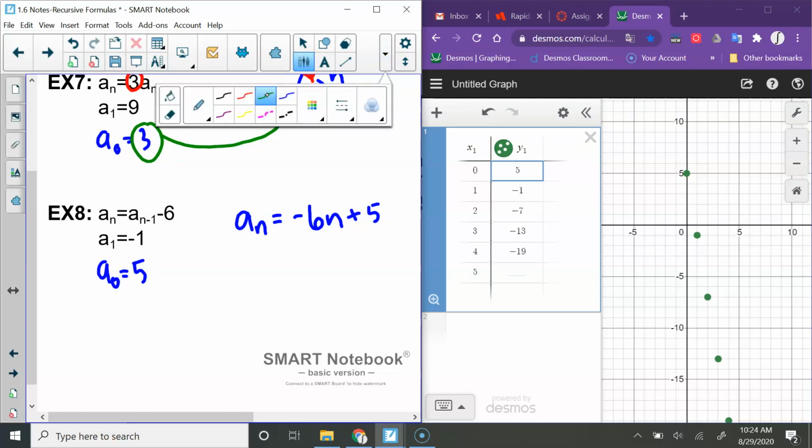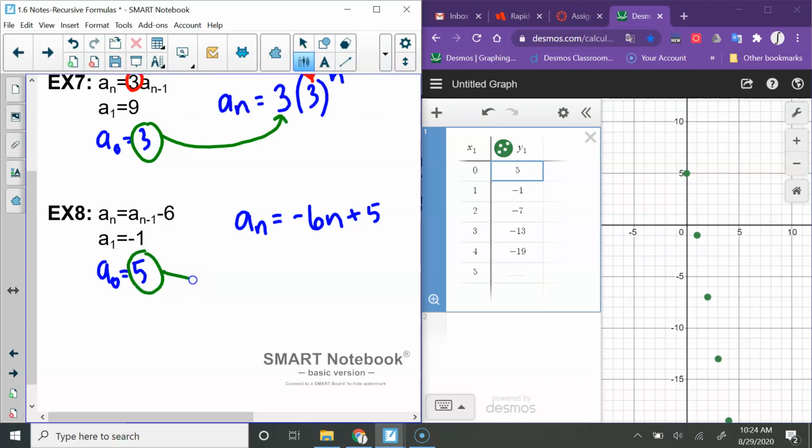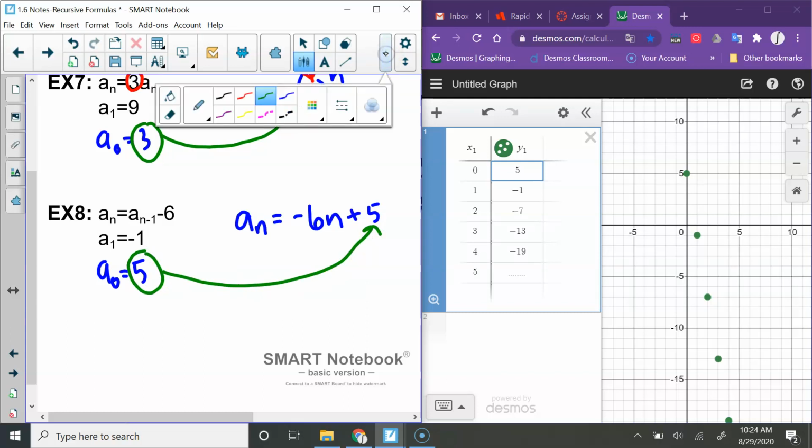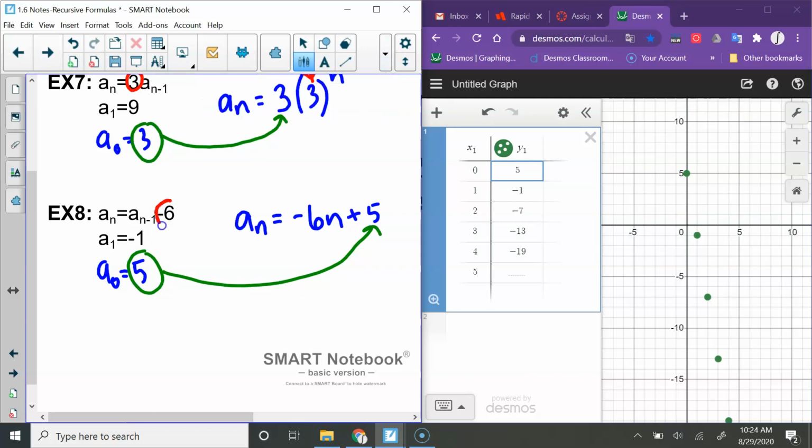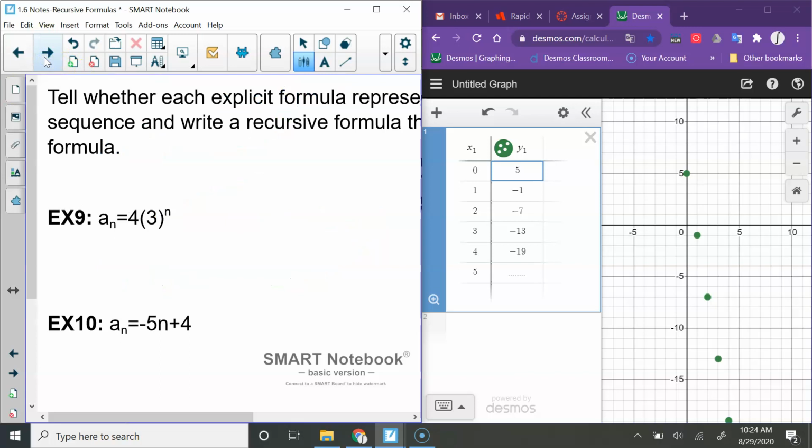And our a sub 0 is our y-intercept when we're talking about these arithmetic functions or arithmetic sequences here, and the number that we're adding or subtracting, that is our common difference. That is the slope whenever we do this. So that sort of covers going from a recursive back to an explicit. Now let's look at explicit to recursive.